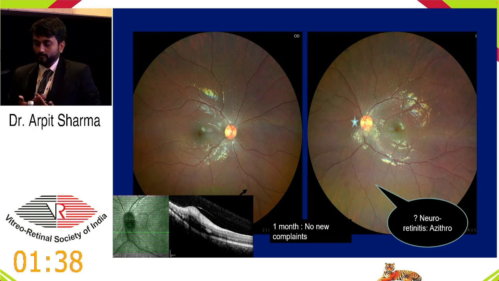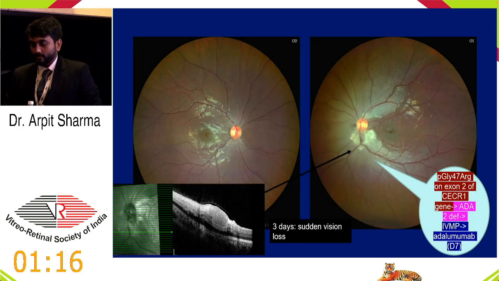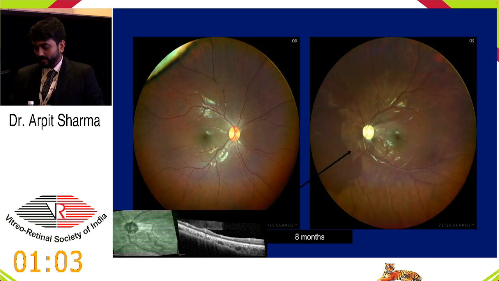There were no new ocular complaints, but incidentally, there was a fundus finding of blurring of the disc margin in the left eye with hard exudates. It was thought to be neuroretinitis. She was already on treatment for polyarteritis nodosa, so we started her on azithromycin and asked for the neuroretinitis blood workup. Just 3 days later, she came back with a retinal artery sparing CRAO. Fortunately, by that time we also had the diagnosis of ADA2 deficiency. She was started on IV methylprednisolone and also adalimumab. And this is the last follow-up, consistent with old CRAO findings.